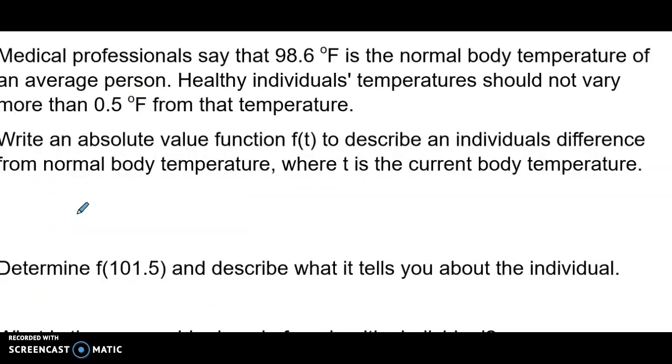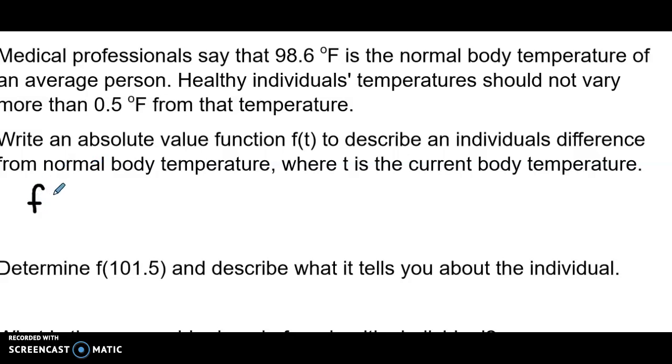All right. One more example here. We have this, that medical professionals say that 98.6 degrees Fahrenheit is the normal body temperature of an average person. Healthy individuals' temperatures should not vary more than 0.5 degrees Fahrenheit from that temperature. So we need an absolute value function, f of t, to describe an individual's difference from normal body temperature, where t is the current body temperature.